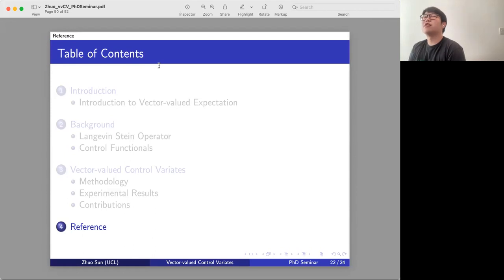Okay. So another part of my work focuses on meta learning. Basically, to be precise, few-shot learning.